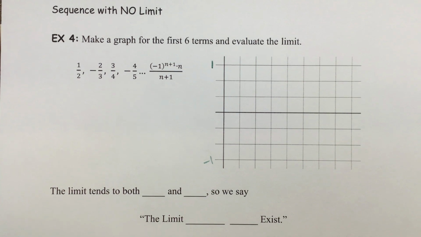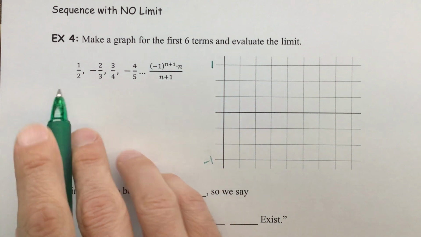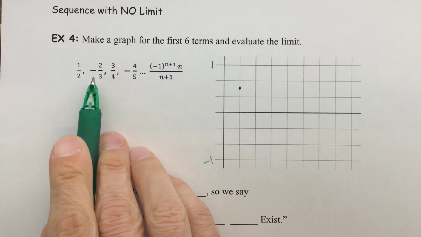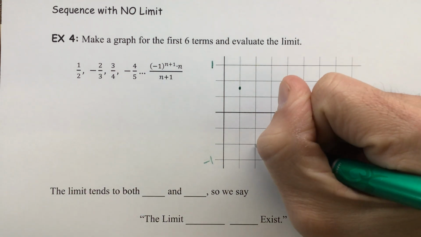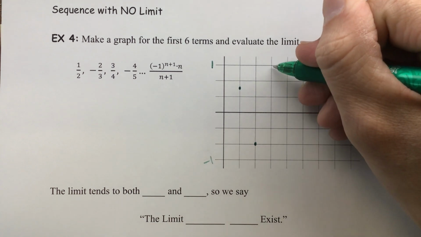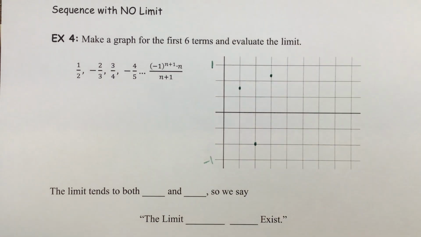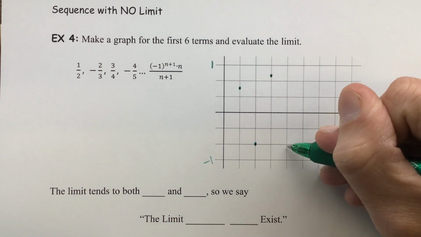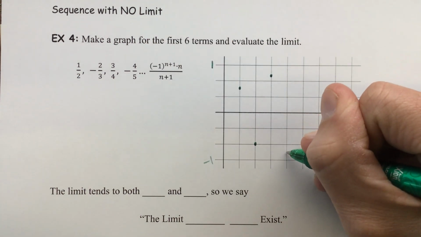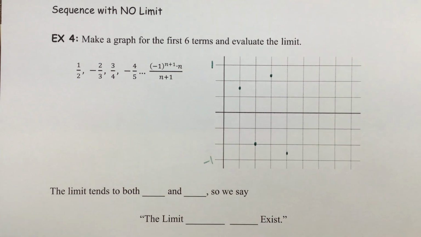For my graph, I went ahead and marked this off at 1 and this at -1. For our first term, we get 1/2, which is about here. For our second term, we're going to be in the negatives, negative 2/3. That would be here. Our third term is at 3/4. That is going to be halfway between here and there, so it's about that spot. And then negative 4/5 here is going to be past that one. That would be 0.66. This is going to be like a 0.8. So it's a little bit further down, getting close to -1. We get out to that point.